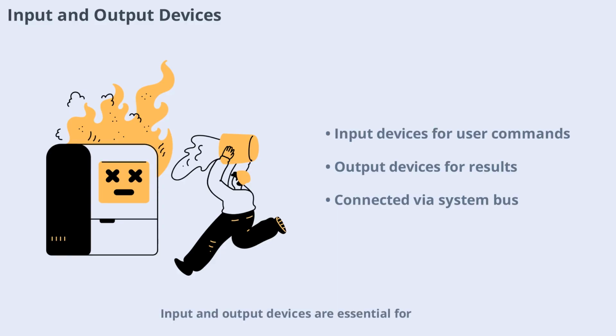Input and output devices are essential for communication between the computer and the outside world. Input devices like keyboards and mice allow users to send data and commands to the computer. Output devices such as monitors and printers display results and information. In the von Neumann architecture, these devices are connected to the CPU and memory via the system bus, ensuring smooth data transfer. This setup makes computers versatile and user-friendly, supporting a wide range of applications.